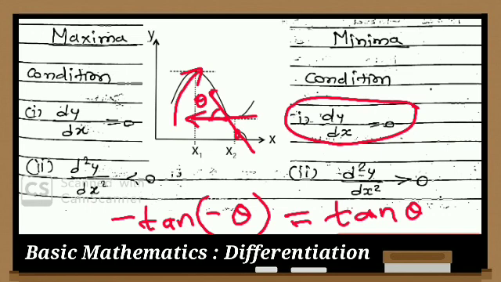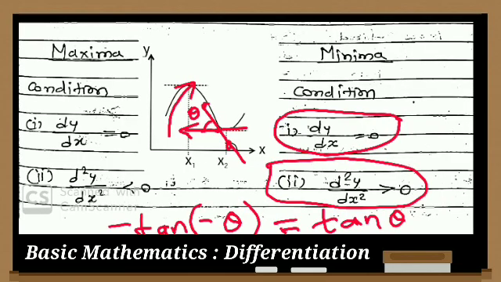So we can see that in the left direction of 0, the value of d square y upon dx square is positive. Then the second condition is satisfied. If d square y upon dx square is greater than 0, then the function will give the condition of minima. So it is clear to you when the function is maximum and when it is minimum. Okay, let's move forward.